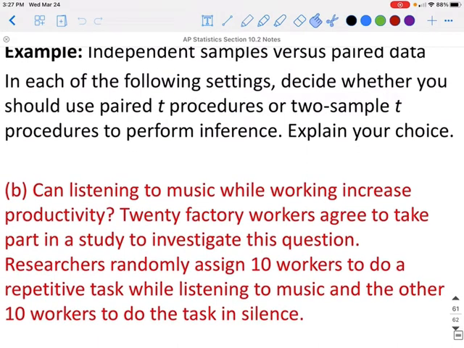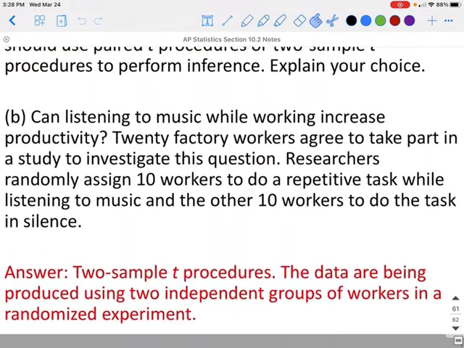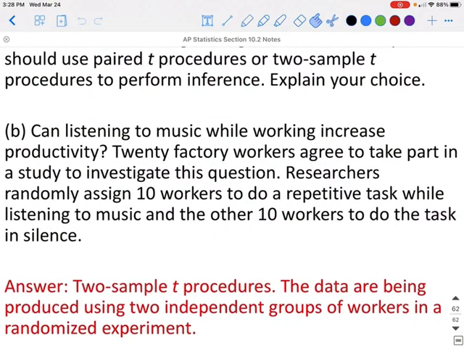For the next one, can listening to music while working increase productivity? 20 factory workers agreed to take part in a study to investigate this question. Researchers randomly assigned 10 workers to do repetitive tasks while listening to music, and the other 10 workers to do the task in silence. Now for this one, you should use a two-sample T procedure. The data are being produced using two independent groups of workers in a randomized experiment.